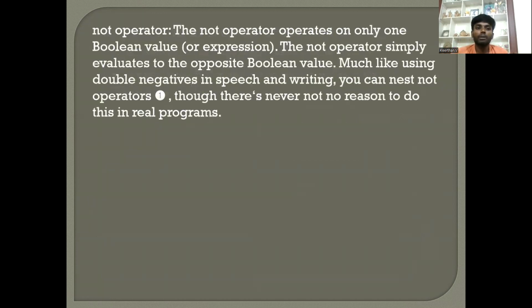Now, coming to the last one, it is the not operator. The not operator operates on only one Boolean value. The not operator simply evaluates to the opposite Boolean value. Much like using a double negative in speech and writing, you can nest not operators, though there's never no reason to do this in real programs.